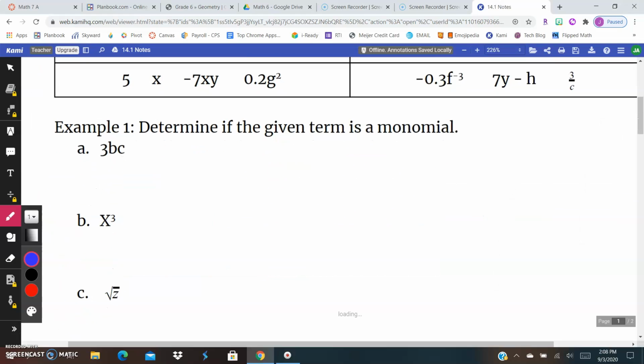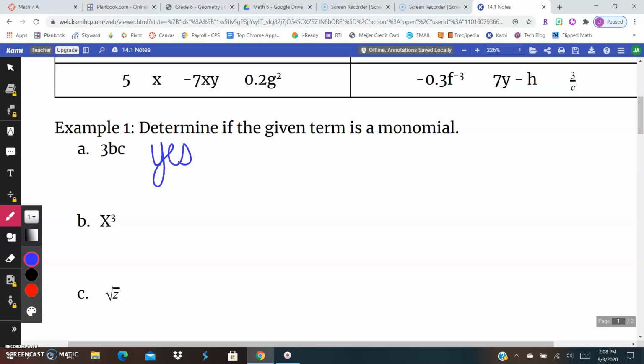So moving down here for a couple of examples. Example 1, determine if the given term is a monomial. So the first one they give us is 3bc. It's all multiplication. It doesn't have negative or fraction exponents. It doesn't have division and a variable in the denominator. So it looks good to me. Yes, I would say this is a monomial.